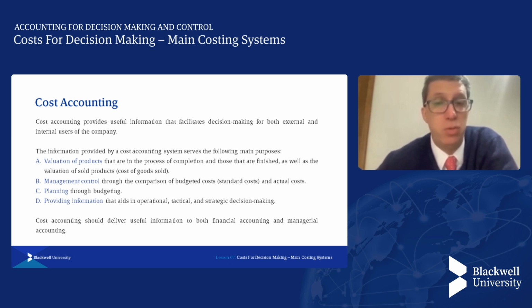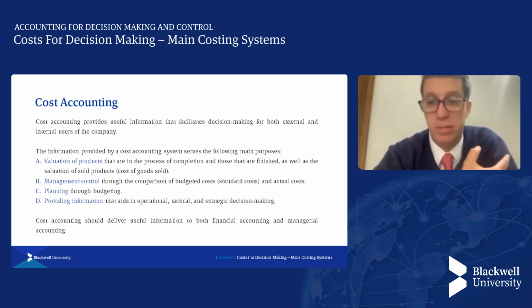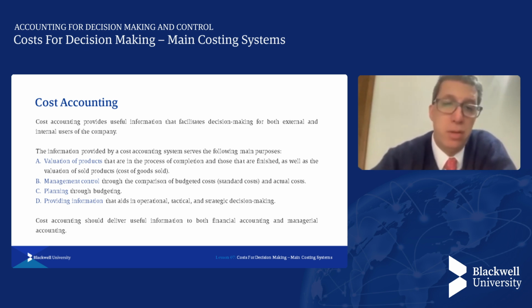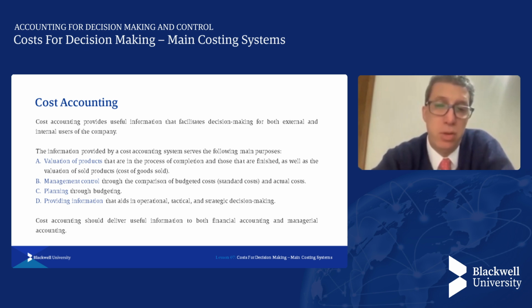I budgeted that such a product would cost me $1,000 per unit, but it cost me $1,200. What happened? Why is this deviation explained? What can we do to improve this? Next, a third objective here is planning based on budgets. And finally, to provide information that helps us in decision-making, operational, tactical, and strategic decisions.